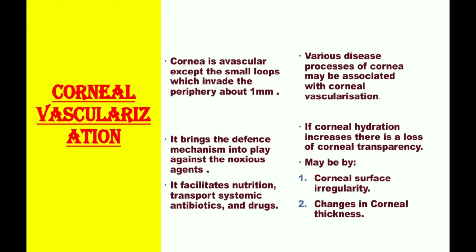If corneal hydration increases, then there is a loss of corneal transparency. As we are talking about hydration of the cornea, it causes corneal transparency loss. So if corneal hydration increases, then there is a loss of corneal transparency, maybe by corneal surface irregularity. It means the corneal hydration gets increased by corneal surface irregularity and changes in corneal thickness.